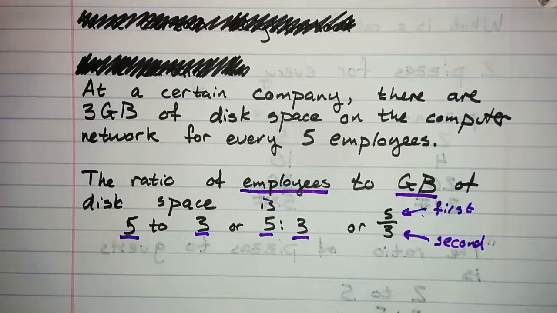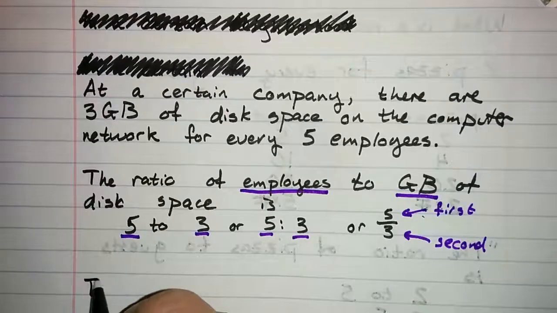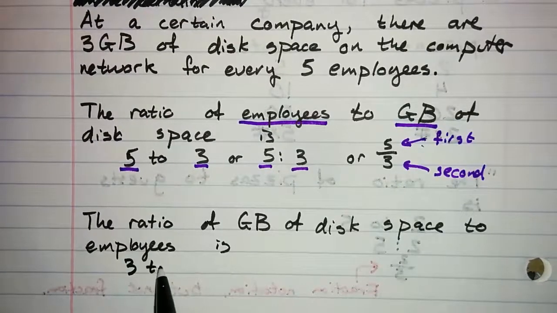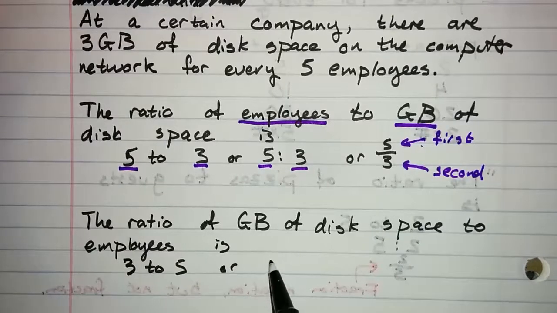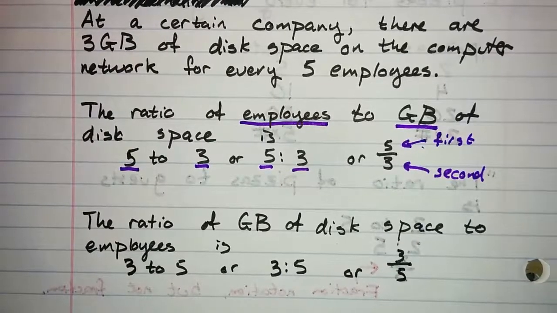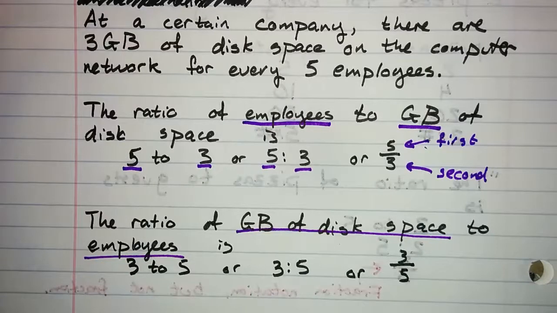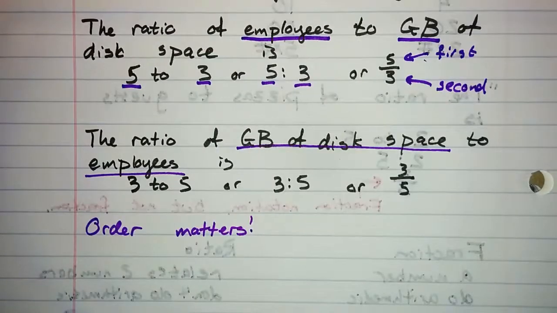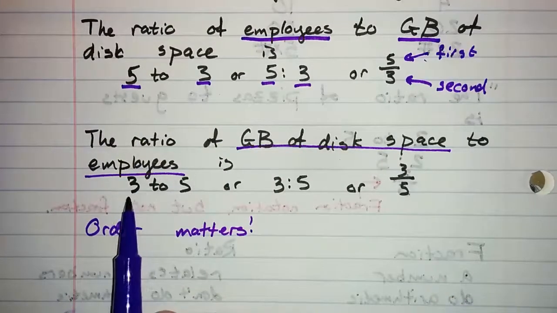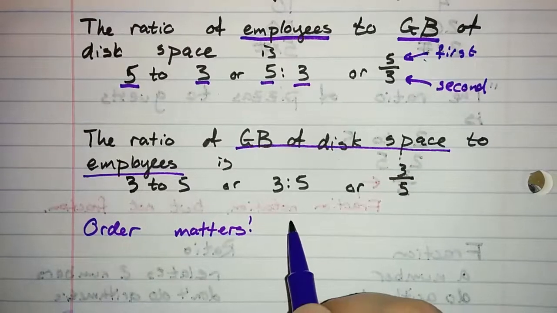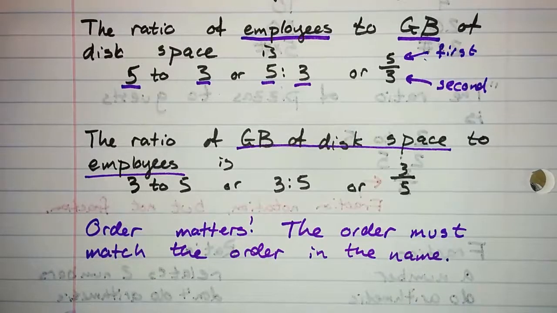So we could write this the other way around. We could write the ratio of gigabytes of disk space to employees. That would be 3 to 5. Or we could write it with the colon, or we could write it in fraction notation. Notice here in the name of the ratio, the quantities are reversed, and so they're reversed in the ratio. Order matters. The ratio 5 to 3 is different than the ratio 3 to 5. In particular, the order must match the order in the name.